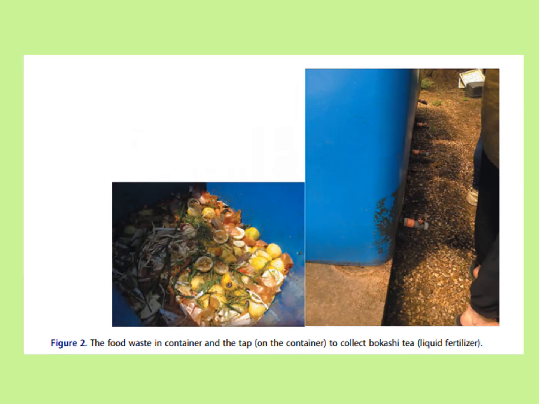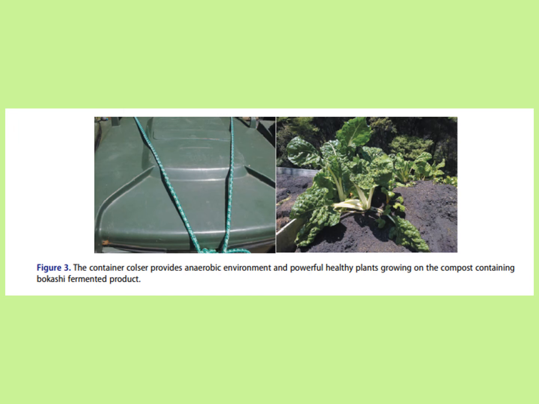On the left hand side you can see the food waste in a container, and on the right hand side you can see the tap on the container to collect Bokashi tea, which is liquid fertilizer. So on the left hand side you can see the container closed, which provides anaerobic environment, and on the right hand side you can see powerful healthy plants growing on the compost containing Bokashi fermented product.